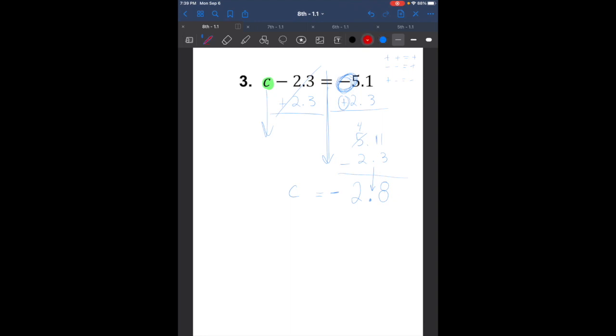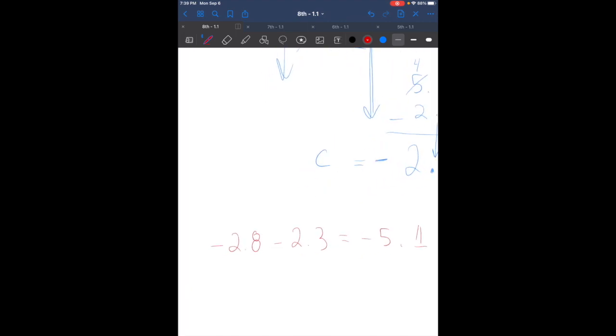So we have, let's change the colors. We have negative 2.8 minus 2.3 is equal to negative 5.1. Well, remember, what are the rules? If they are the same sign, right? We said same sign, we have to what? Add. So let's add. We have 2.8 plus 2.3.